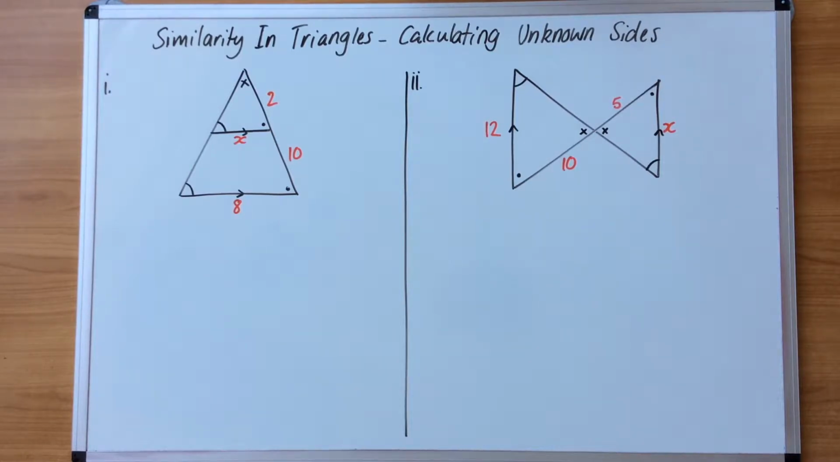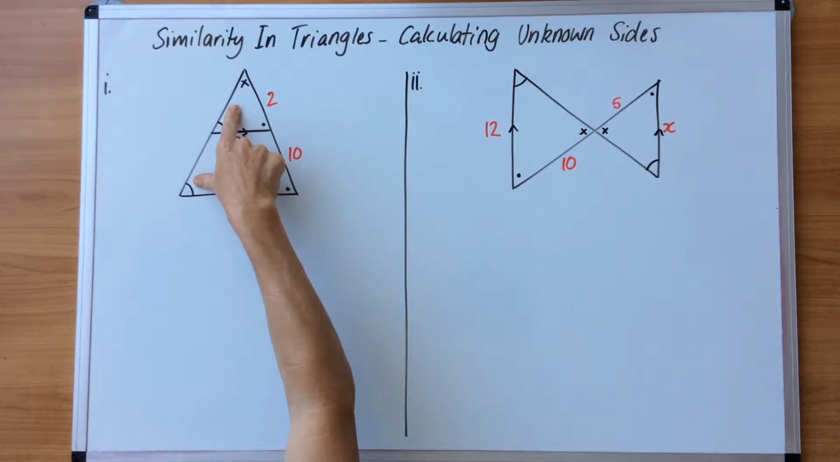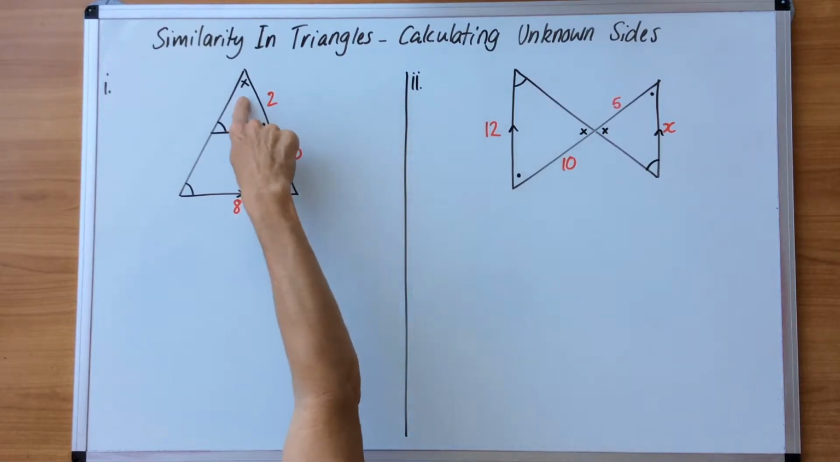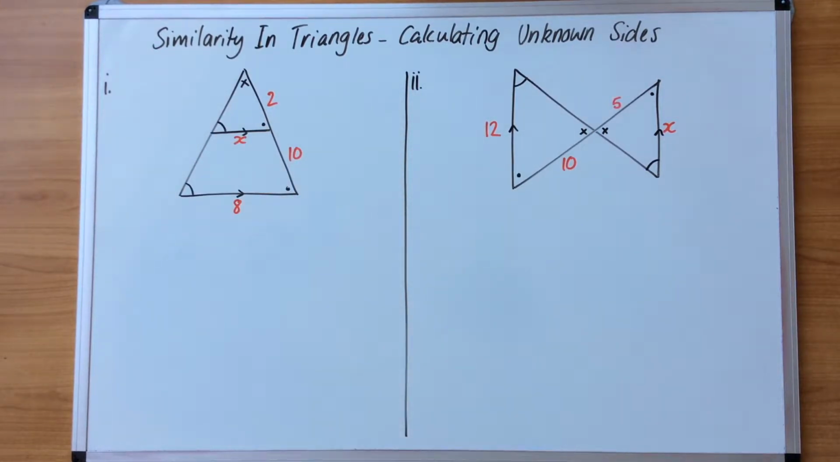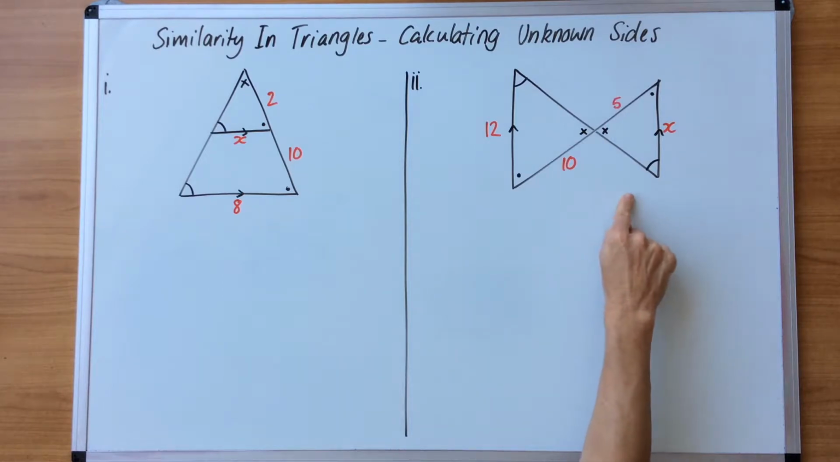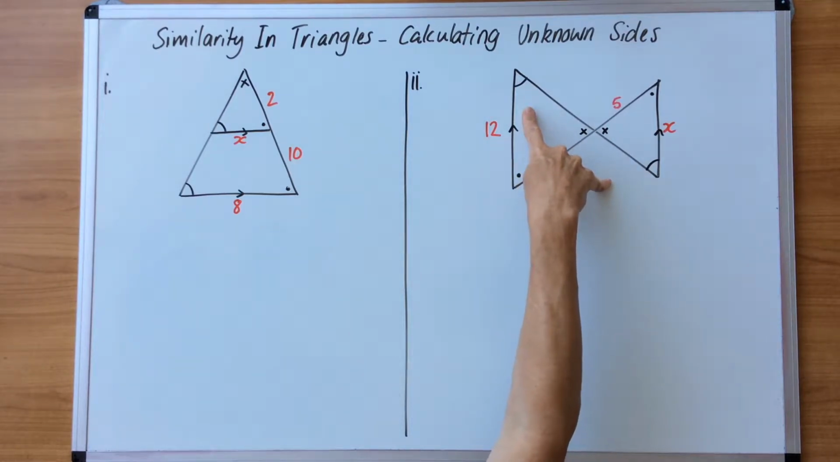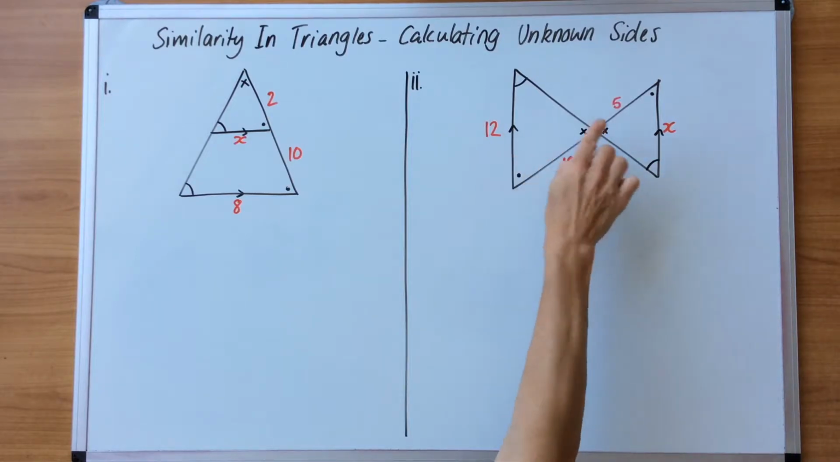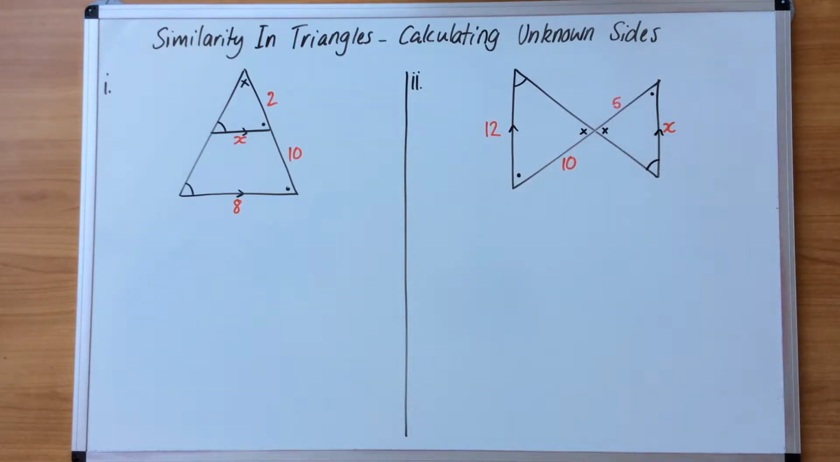So I've already put the markings into these triangles. You can see that these two here are corresponding sides. They create an F shape, as do these two here. And this is a common angle to both. What we have on the other side here is alternate angles, the Z shape for both sides. And then we have vertically opposite here in the middle.